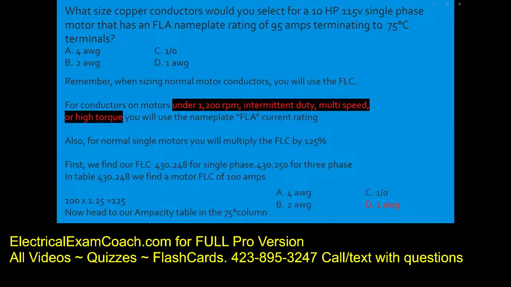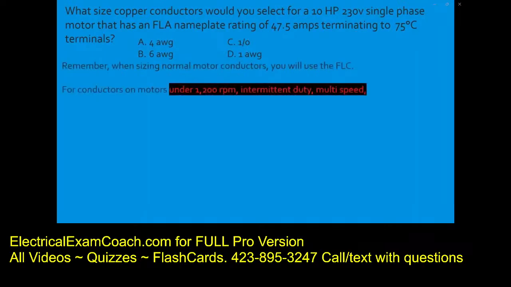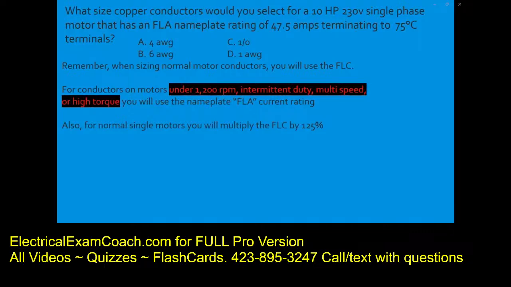Great job. What size copper conductors would you select for a 10 horsepower, 230 volt single phase motor that has an FLA nameplate rating of 47.5 amps terminating to 75° C terminals? Remember, when sizing normal motor conductors, you're going to use the FLC. In these special conditions, you're going to use the nameplate FLA. Also, for normal single motor conductors, you're going to multiply that FLC by 125%.